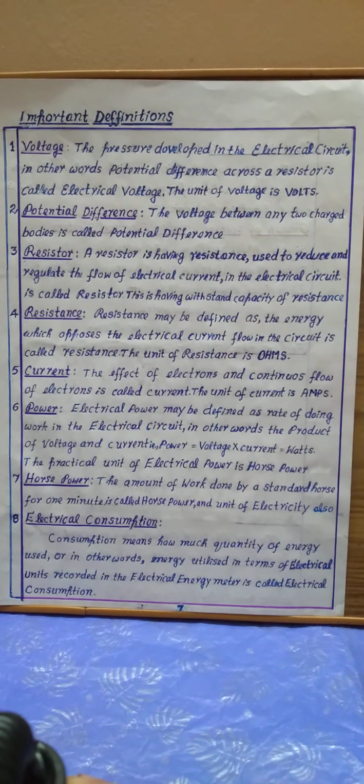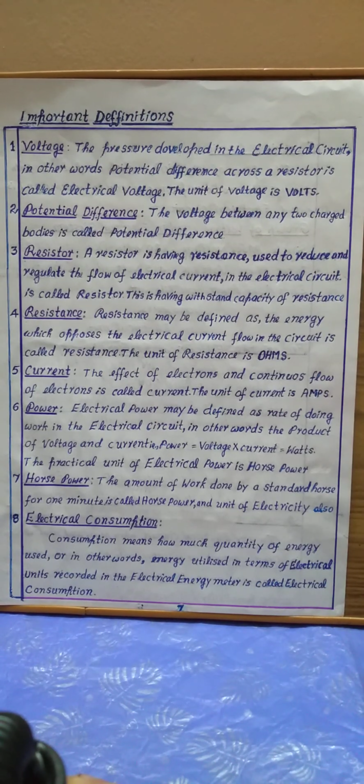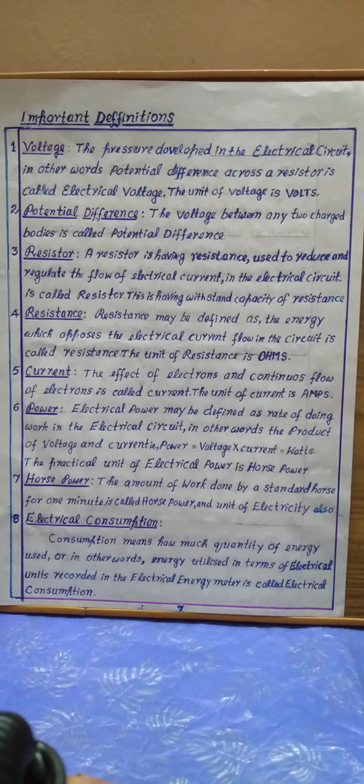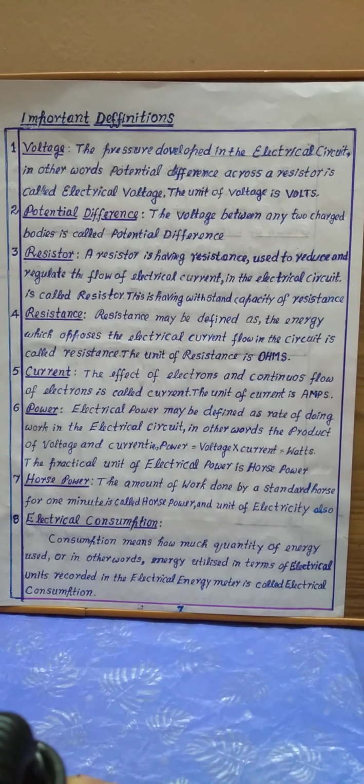Number 5, this is the example mentioned here. Number 5.1, current, the effect of electrons and continuous flow of electrons is called current. The unit of current is amps.